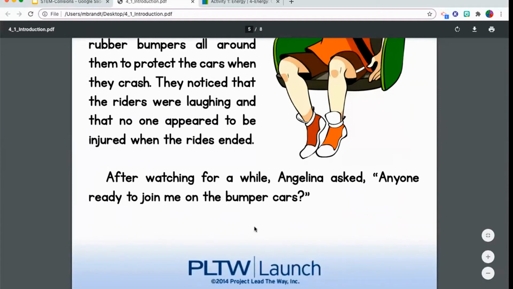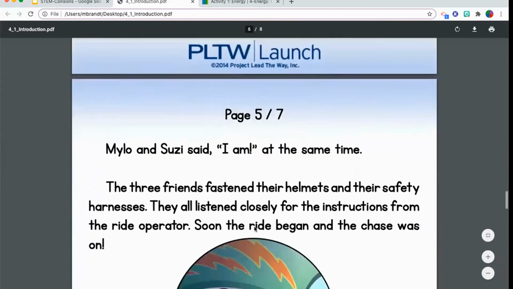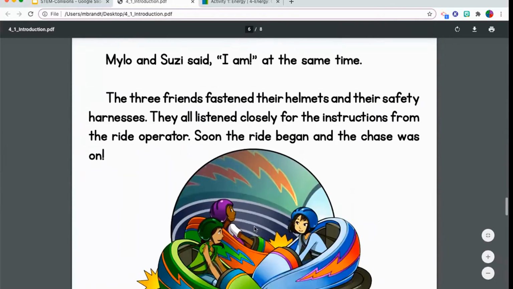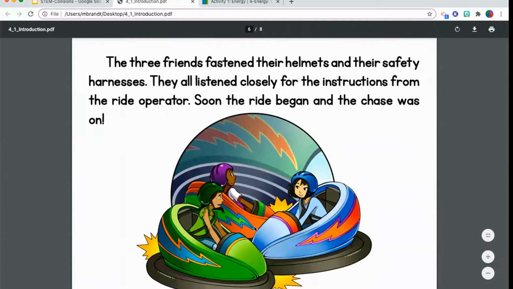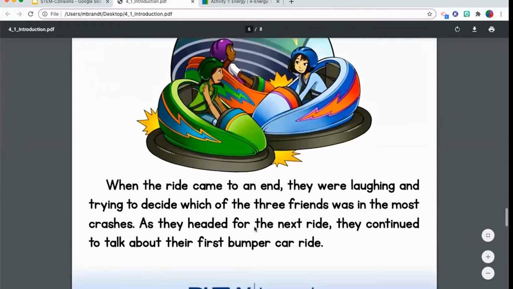After watching for a while, Angelina asked, "Anyone ready to join me on the bumper cars?" Milo and Susie said, "I am," at the same time. The three friends fastened their helmets and their safety harnesses. They all listened closely for the instructions from the ride operator. Soon the ride began and the chase was on.